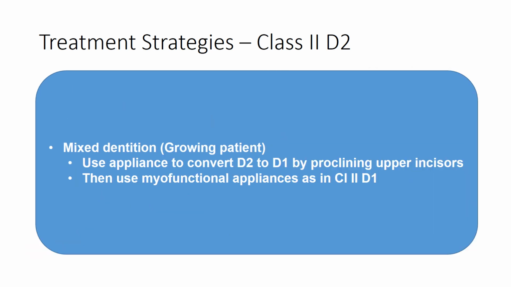Okay, now if a class 2 div 2 is seen in a growing patient in the mixed dentition, then an appliance can be used to convert the class 2 div 2 to a class 2 div 1 by proclining the upper incisors, and once that is done, then a myofunctional appliance can be used, similarly to how we would do in a class 2 division 1 case.